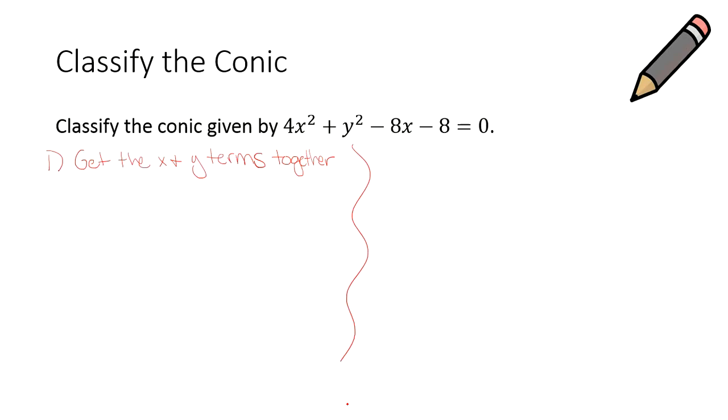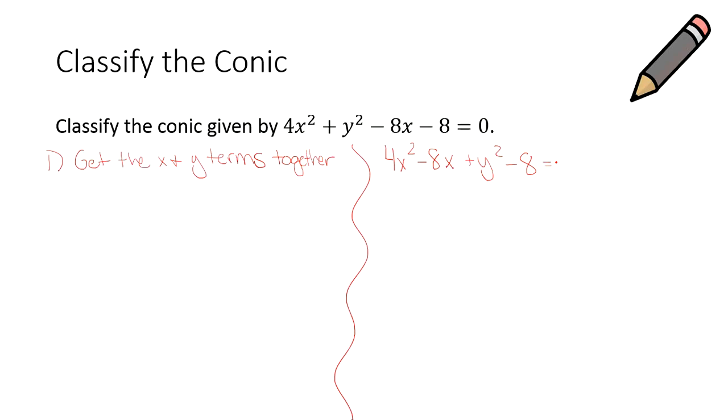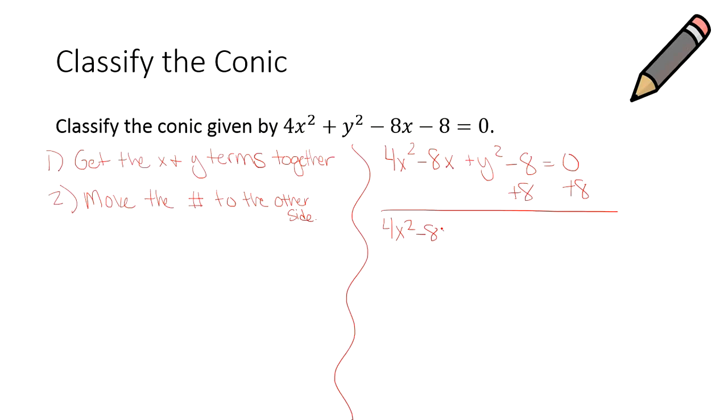So I've got 4x squared, and I'm going to move this 8x right beside it. And I'm going to have y squared, whoops, it's minus 8, not plus 8. Subtract 8 equals 0. Then, I'm going to move the number to the other side. So I'm going to add 8 to both sides, and I'm going to get 4x squared minus 8x plus y squared equals 8.